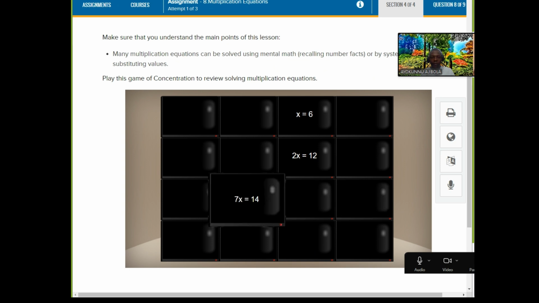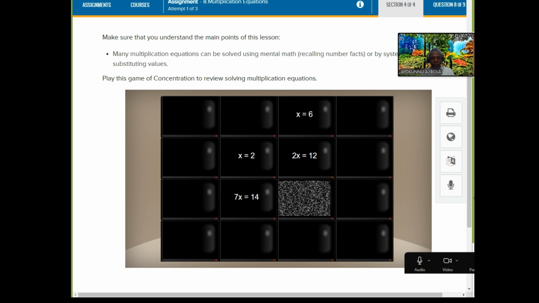This one says 7x equal to 14. Miggy, if 7x is 14, what should be x? 7 times what is 14? 7 times what is 14, Miggy? 7 times 2, okay? So x equal 2. Is that clear? Okay. Yes.